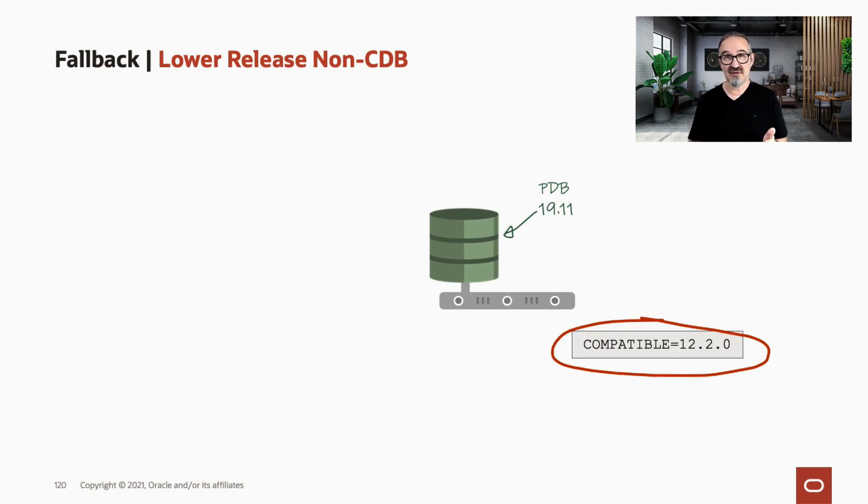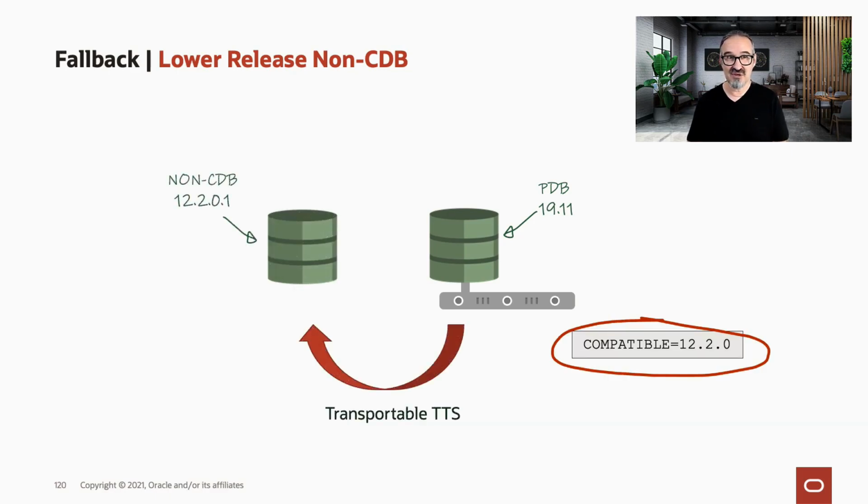Still compatible 12200. Couldn't we do transportable tablespaces? Compatible is set correctly, but no. Unfortunately, it's a lower release, so we can't even do that. That does not work. Transportable tablespaces works only to the same release or a higher release, but never to a lower release, regardless of your compatible setting.